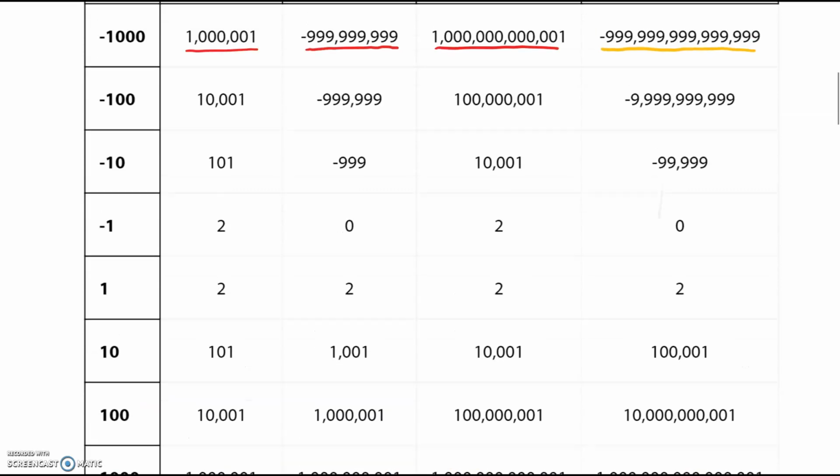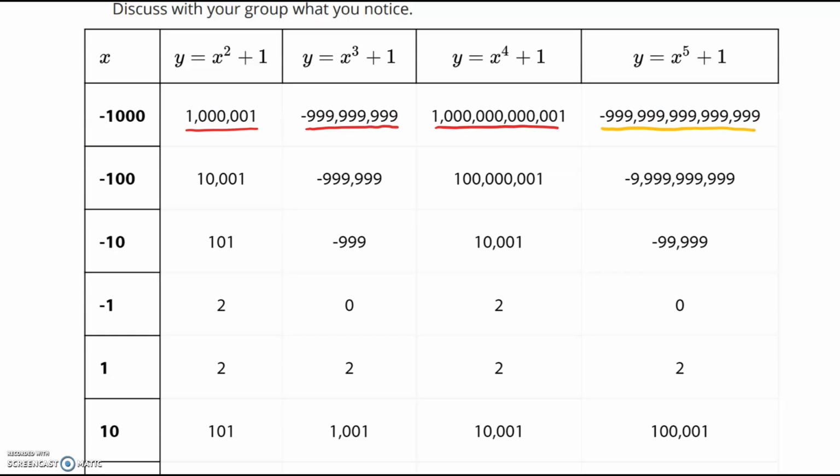So notice that what's really changing is whenever the x is a very small negative number, or very far away from 0 on the left-hand side, right? So x is way over here. Look what happens. When I square it, it's a really big positive. When I cube it, it's a really big negative. When I raise it to the 4th power, it's a really big positive. And when I raise it to the 5th power, it's a really big negative. So this is a positive, a negative, a positive, a negative.